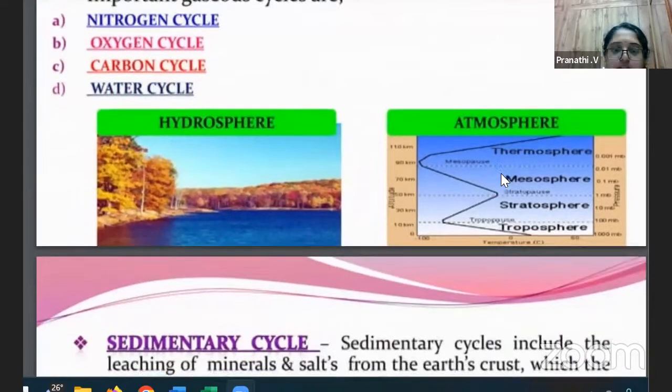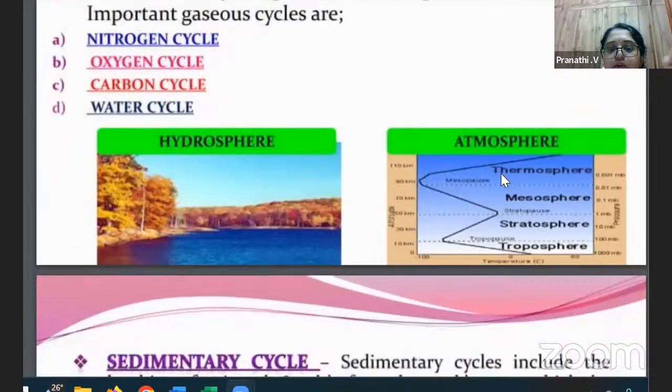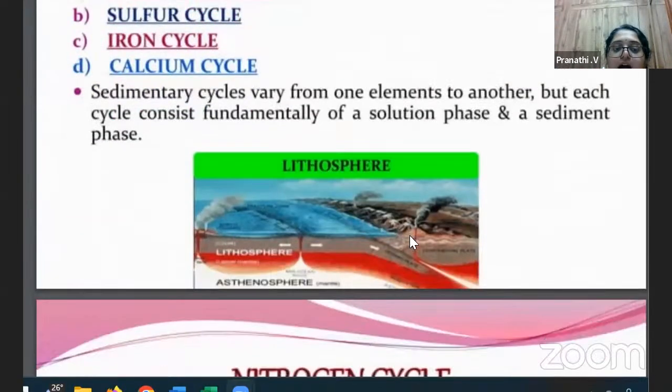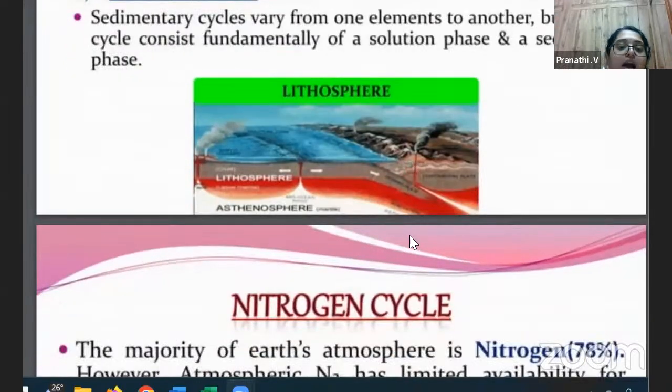We will again learn about the nitrogen cycle. Before that, let us just have a look at something called the sedimentary cycle, which includes minerals and salts in the earth's crust that are leached away. This settles as sediment of rock and this cycle is repeated. For this sedimentary cycle, we have the phosphorus cycle, sulfur cycle, and iron and calcium cycles as well. Again, it depends upon the different kinds of elements present, but each cycle fundamentally has a sediment phase and a solution phase.